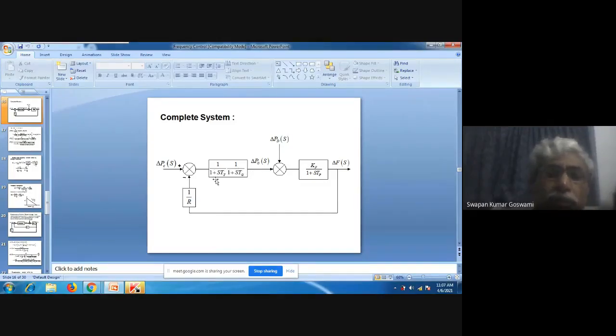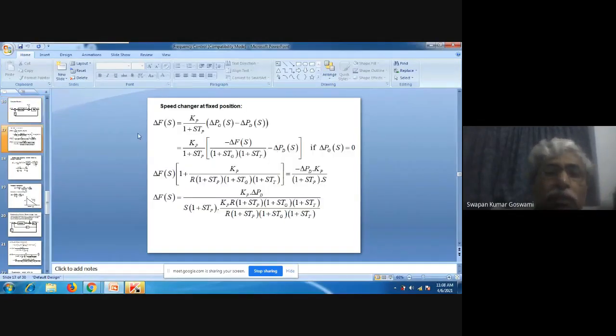So the complete block diagram, each component we have discussed earlier, and let us now analyze and see what happens. Let us obtain the value of del f, how the frequency changes if the demand is varied.